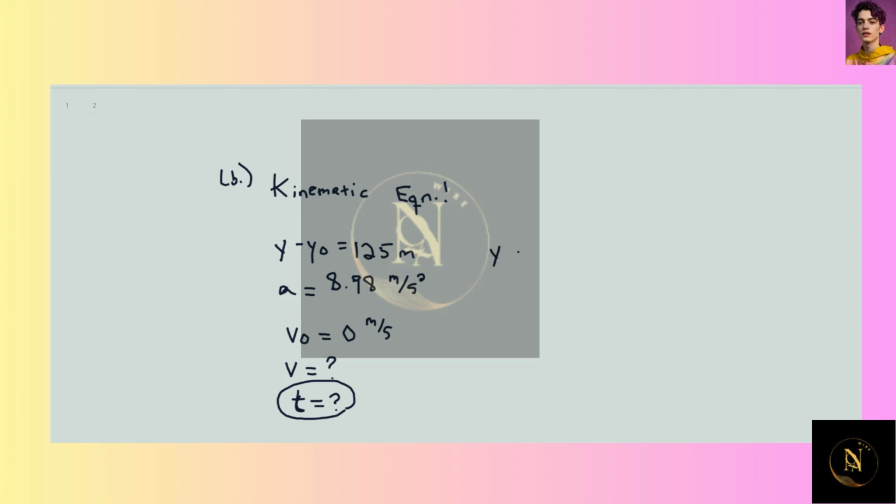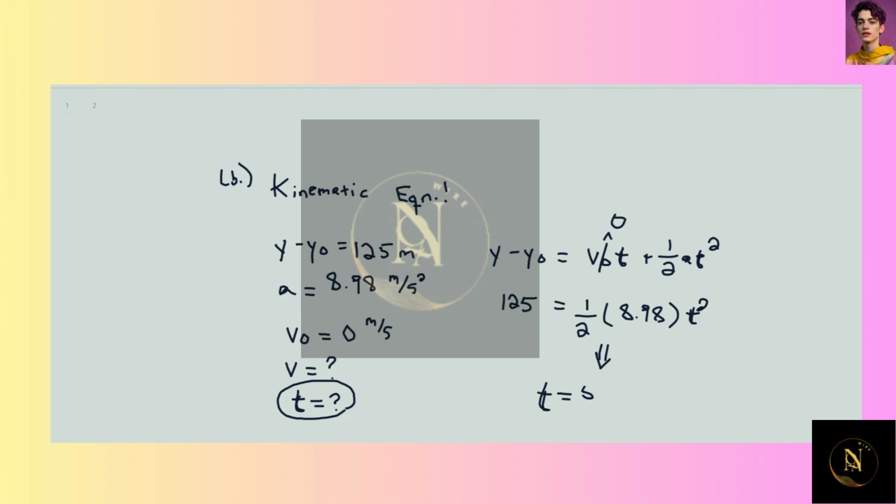And so the one we're going to use is the one that doesn't involve v. Which is this one here. Now we know the left-hand side is 125. Our initial velocity is 0. And our acceleration is 8.98. And so we get this. Solving for t, we get 5.28 seconds. And that's the final answer to the problem.